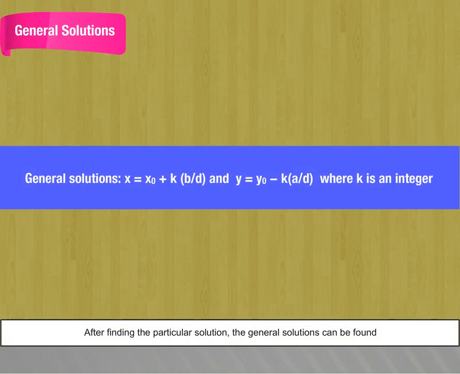After finding the particular solution, the general solutions can be found. General solutions: x is equal to x naught plus k into b by d, and y is equal to y naught minus k into a by d, where k is an integer.